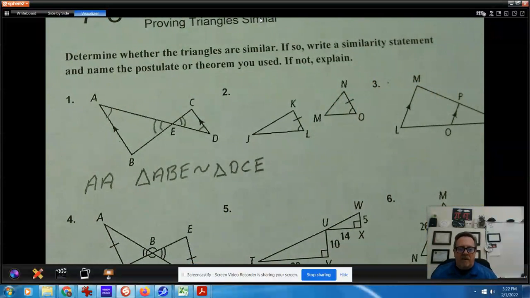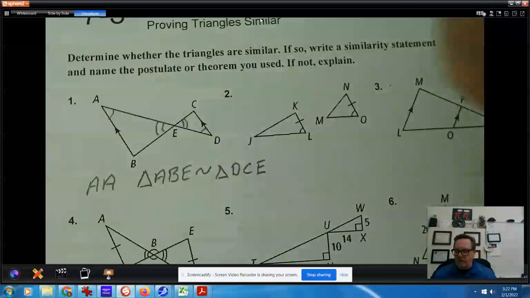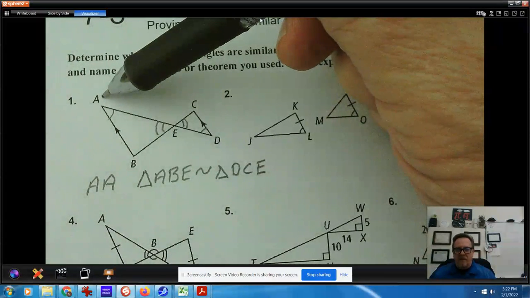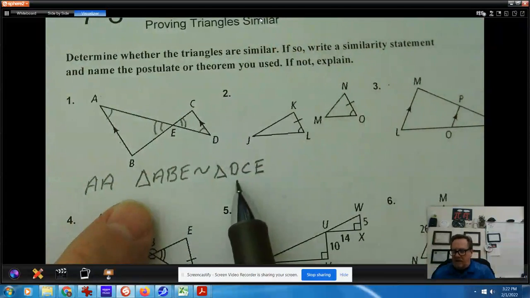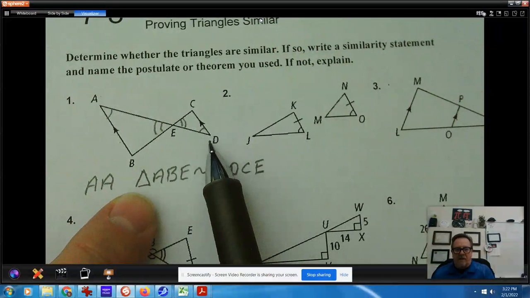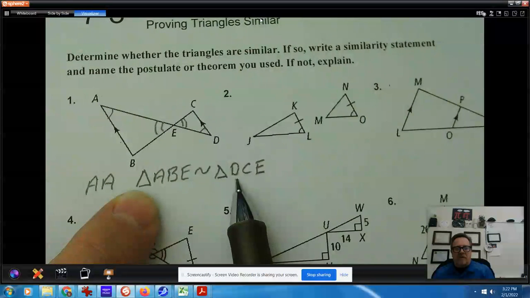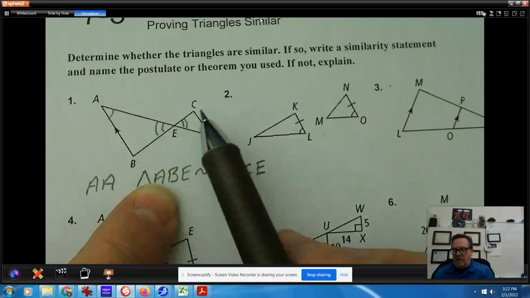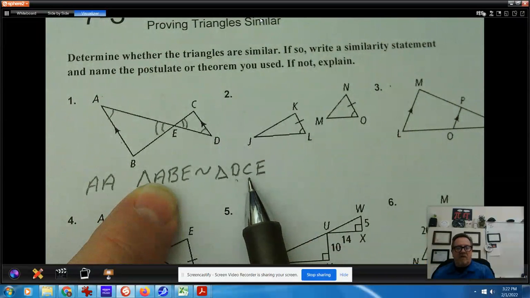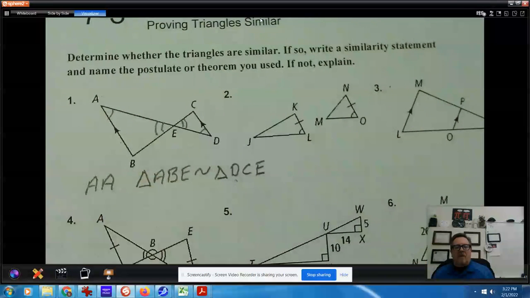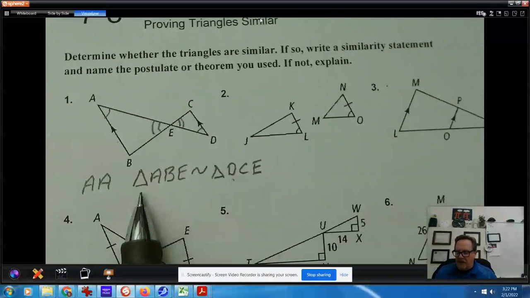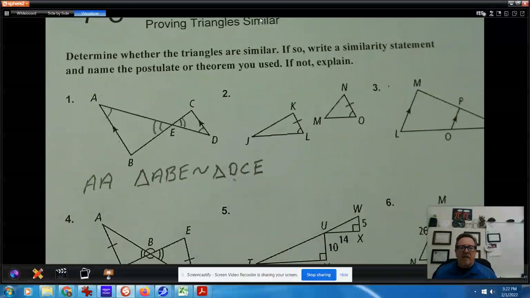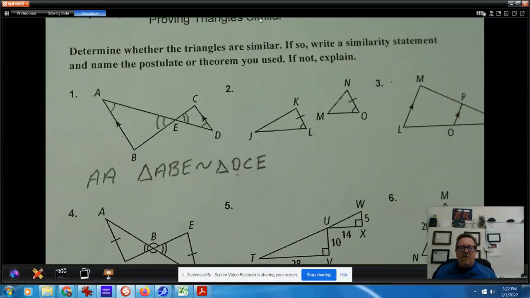Keep in mind that the order matters here. Angle A corresponds to angle D, right? Those two were the same measure. Those two got listed first. So if I list B second, which angle corresponds to B? Well, C is going to correspond to B. And then angle E corresponds to angle E. All right? That is called the similarity statement. So there we go. Number one's done for us.